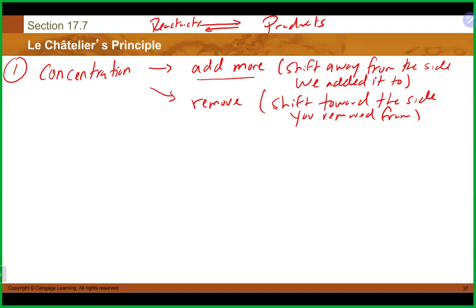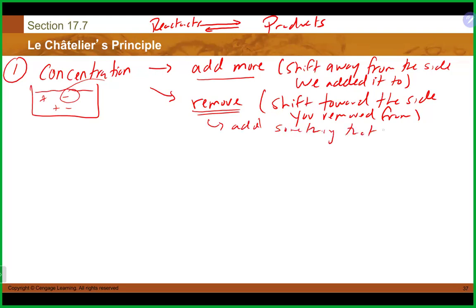Removing is a little bit more difficult, especially if you have a solution like we have in most cases here, and you've got ions basically floating around. You can't just reach in with your hand and grab out ions to remove them. So the very common way that we can remove something from an equilibrium is we add something to the solution that will actually make a precipitate. So typically we'll add something that will precipitate out an ion.